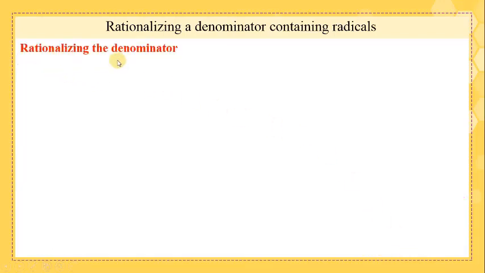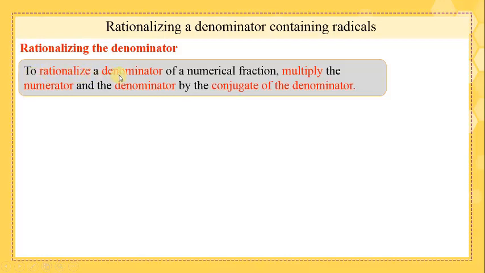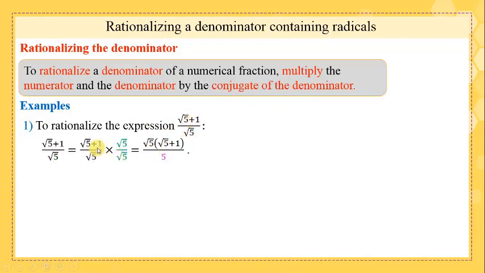A rational number is a number that does not contain a radical. Rationalizing the denominator. To rationalize the denominator of a numerical fraction, multiply the numerator and the denominator by the conjugate of the denominator. Examples. Number 1. To rationalize the expression radical 5 plus 1 over radical 5, we multiply by radical 5 in the numerator and radical 5 in the denominator. So we get radical 5 times radical 5 plus 1 over radical 5 times radical 5, which is 5.